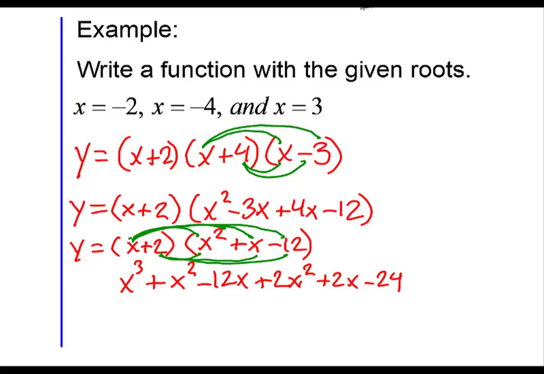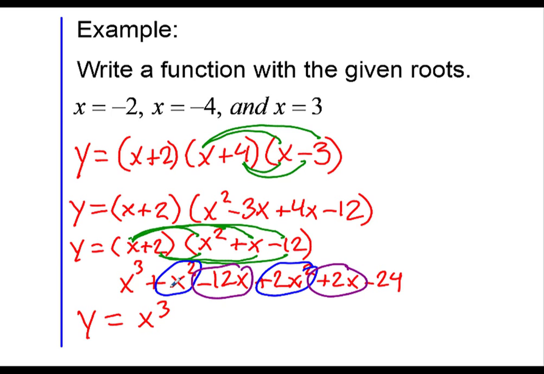I look now and I see I have several like terms. The first set of like terms I have is an x squared and a 2x squared. The other like terms I have are a negative 12x and a positive 2x. So my final answer will have the x cubed, an x squared and a 2x squared make a 3x squared. A negative 12 and a positive 2 make negative 10x, followed by the negative 24.